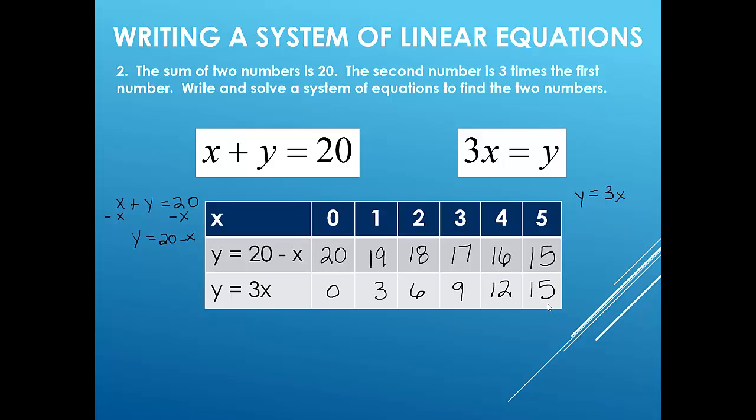You will notice in our table that when x equals 5, y equals 15 for both of our equations. So this means that x equals 5 and y equals 15. Those would be our two numbers, because you can see that 5 plus 15 equals 20, and 3 times 5 equals 15.